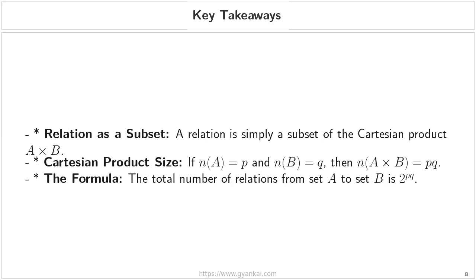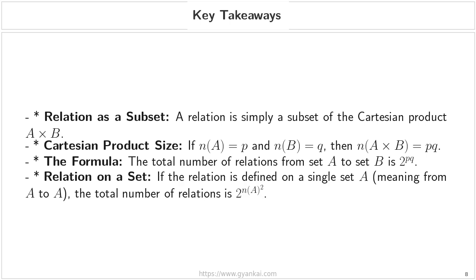Third, this leads us directly to our master formula. The total number of possible relations from set A to set B is 2 raised to the power of P times Q. This formula accounts for every possible combination, including the empty relation. Finally, I want to highlight a special case you might encounter in exams. If a relation is defined on a single set A, meaning the relation goes from set A back to itself, then our P and Q are actually the same value. In this specific case, the total number of relations becomes 2 raised to the power of n of A squared.